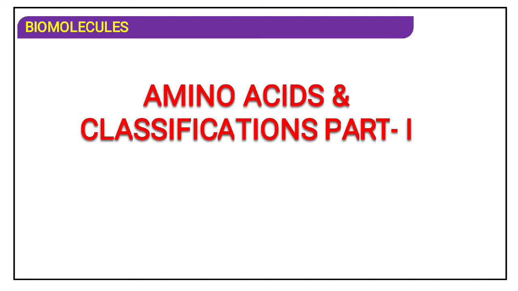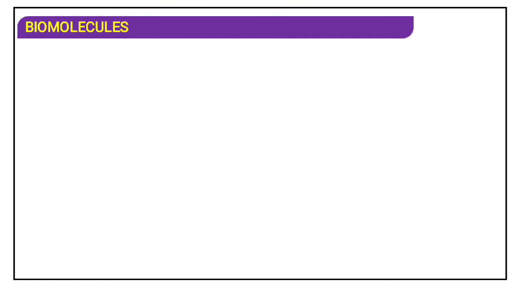In that, the first part is amino acids and their classification. You already know from your NCERT textbook what amino acids are and their classification, which you studied in detail in the CBSE 12th class NCERT textbook. Okay, so let us briefly revise it once again, and then we will go to solving MCQs.